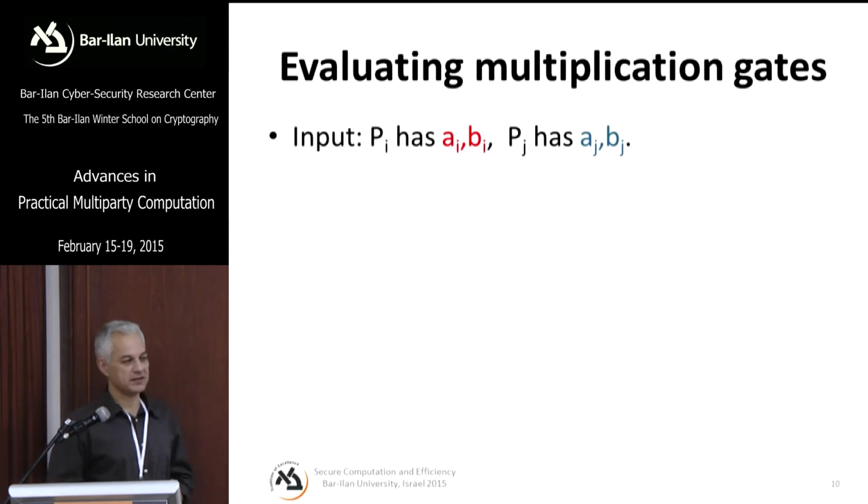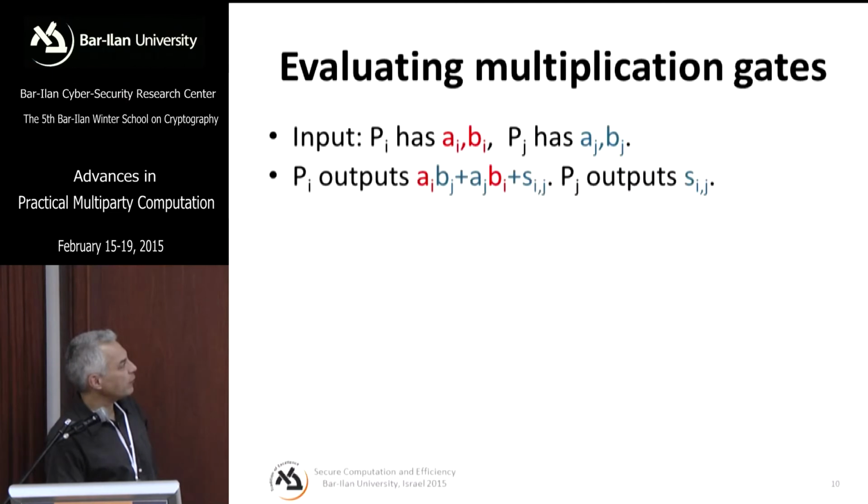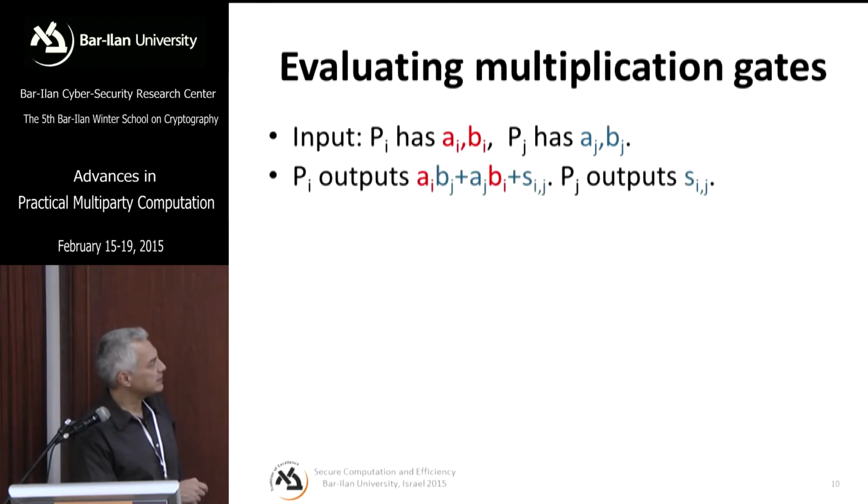Okay, so the protocol: as input, Pi has shares Ai and Bi, and Pj has inputs Aj and Bj. And the output of Pj should be some random Sij. And the output of Pi will be Ai times Bj plus Aj times Bi plus Sij. And we see that if we sum up these two values together, the S values cancel each other, we get what we need.